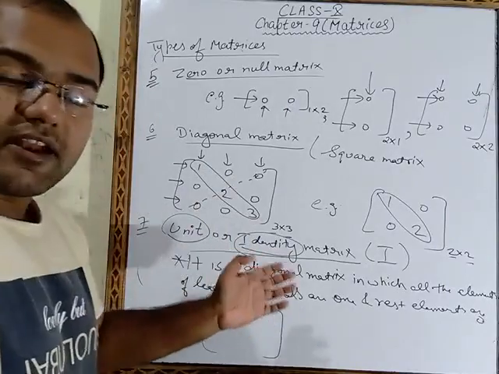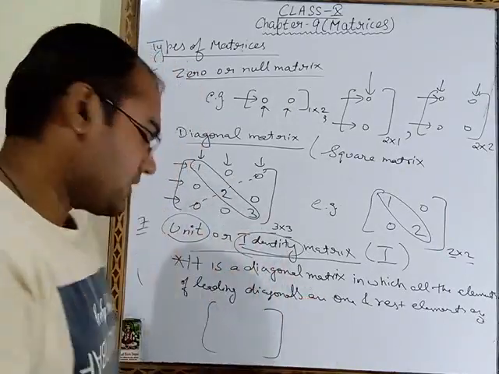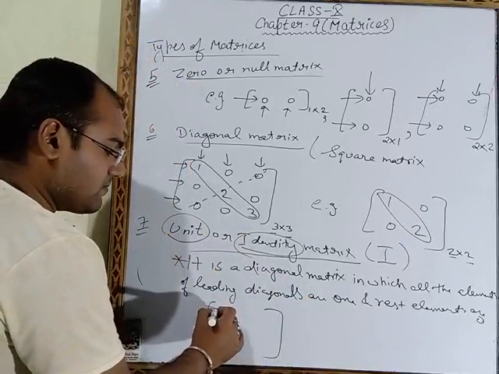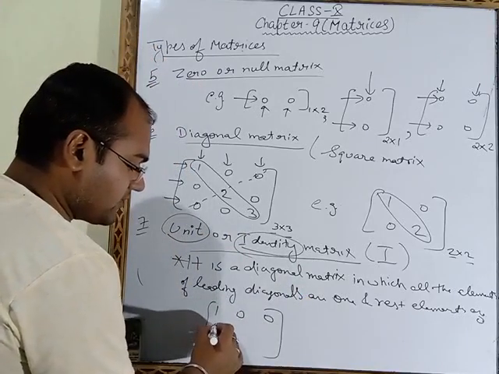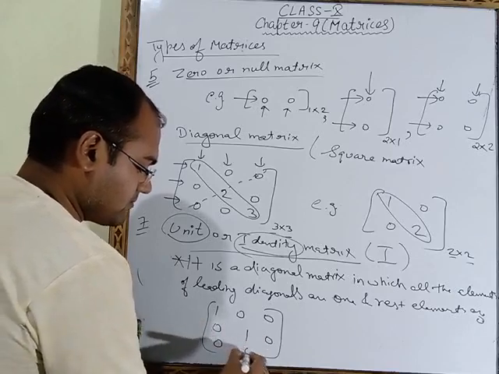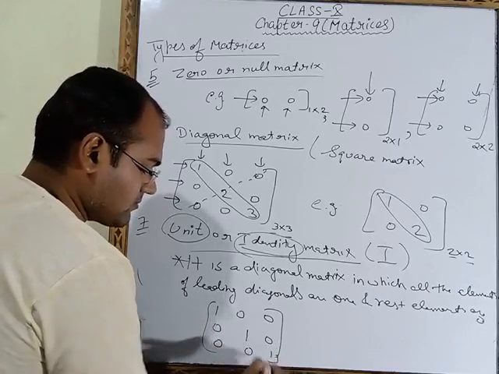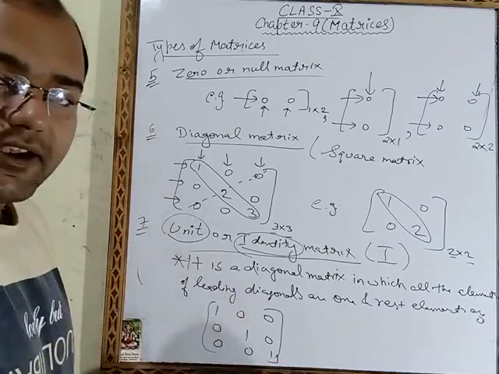It is a diagonal matrix. Diagonal matrix means square matrix. So first of all, we will take a 3 by 3 order matrix. This is the example of identity matrix.